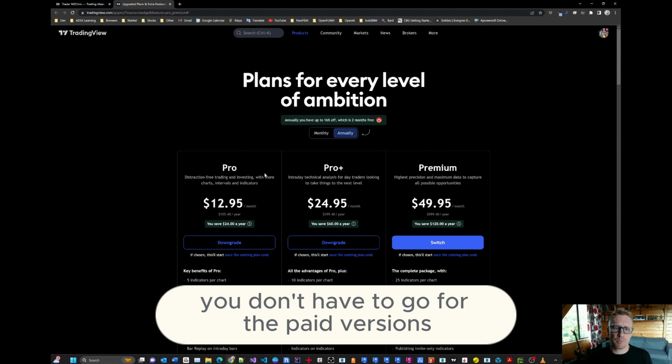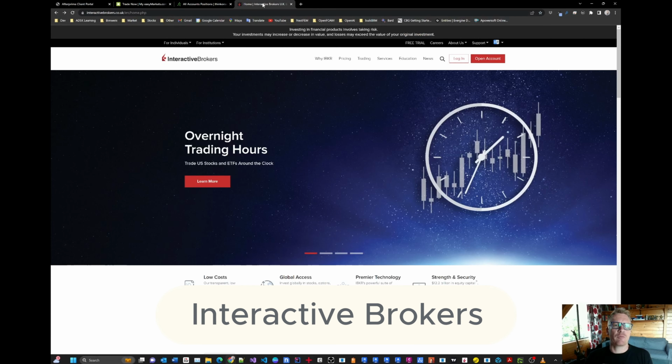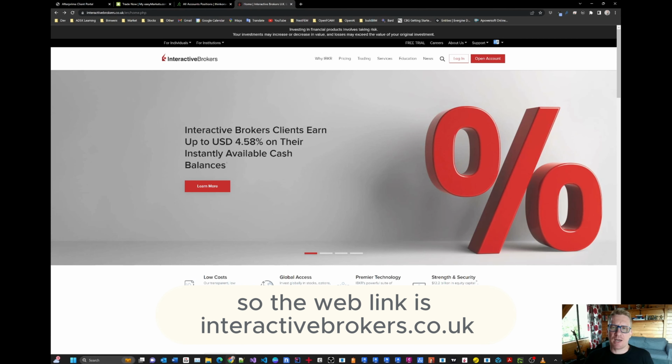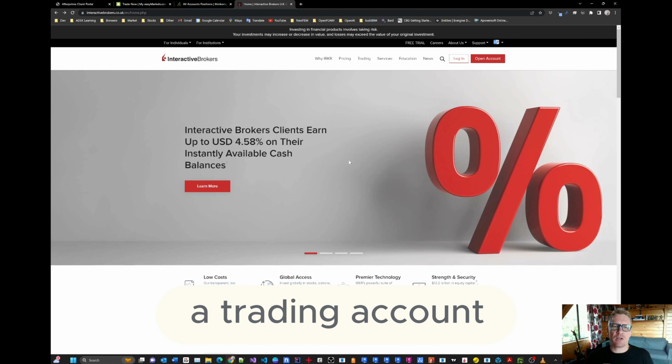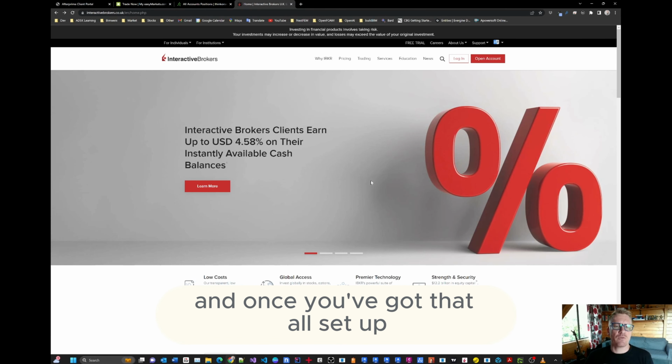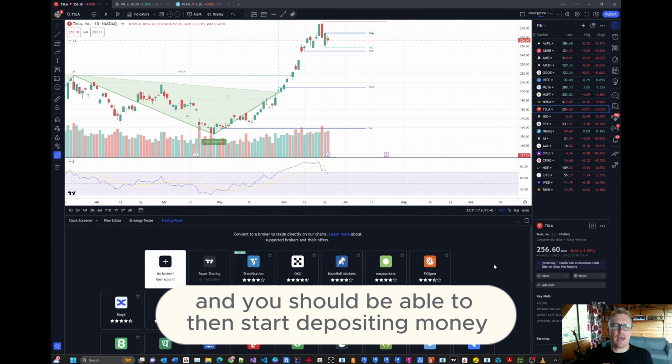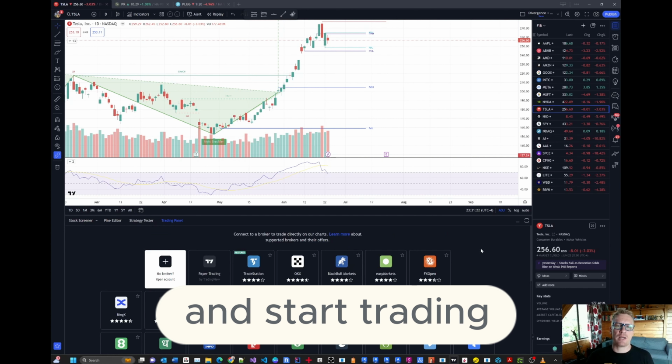The second step would be to sign up for a brokerage platform. I would recommend Interactive Brokers. The web link is interactivebrokers.co.uk. Create a trading account, and once you've got that all set up, you can link that through to your TradingView account, and you should then be able to start depositing money into those accounts and start trading.